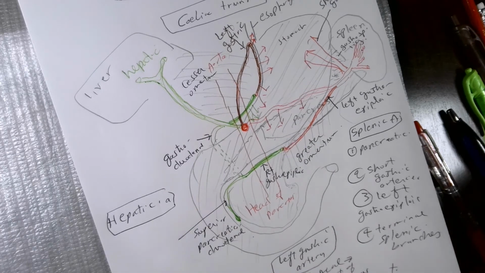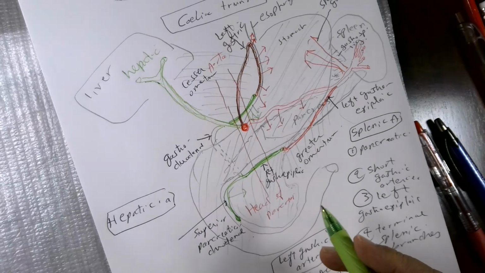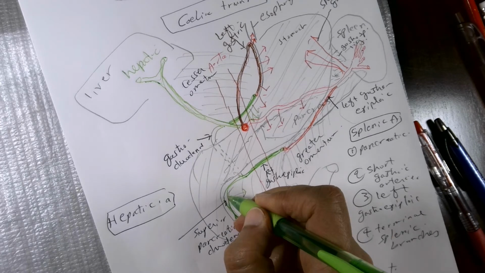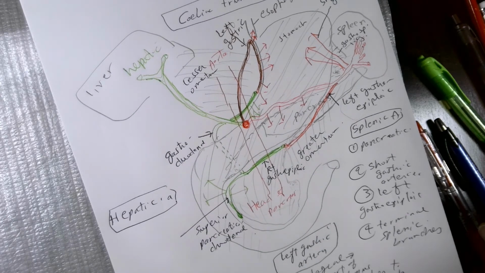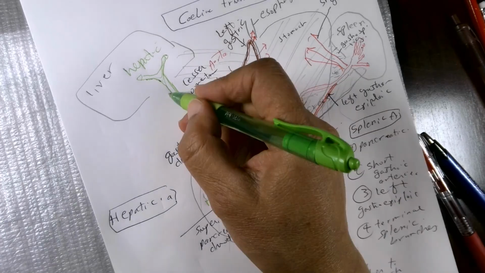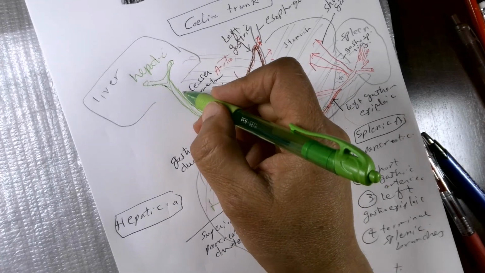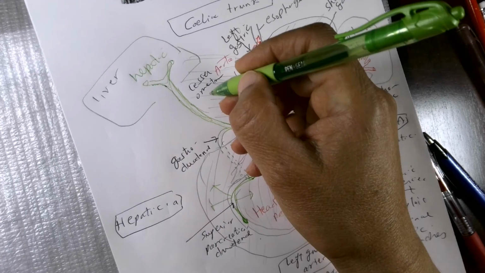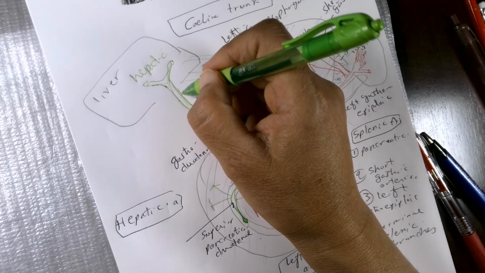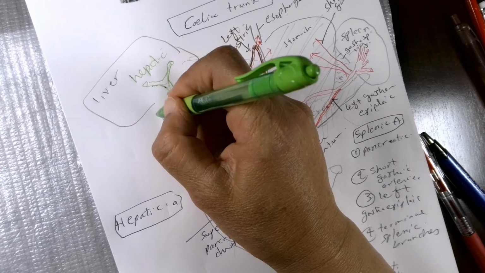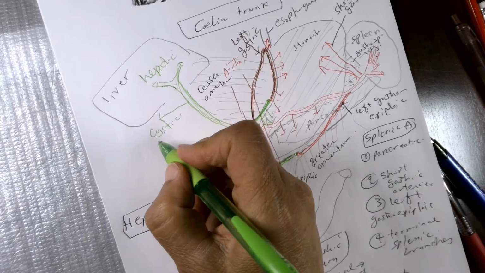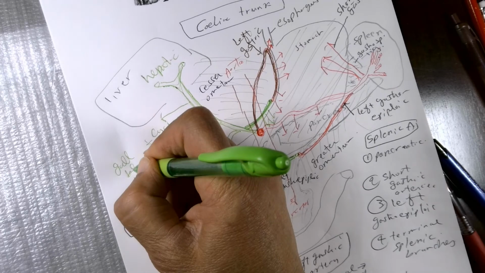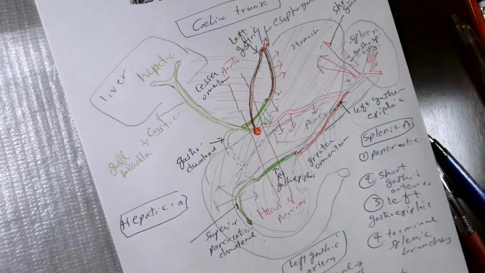From the name, it supplies the head of the pancreas, this is the head of the pancreas, remember, and the upper part of the duodenum. Then, at the upper part, the hepatic artery is going to send the cystic artery. So cystic, from the name, is going to supply what? Gallbladder. Okay, gallbladder. So those are the main branches from the hepatic artery.